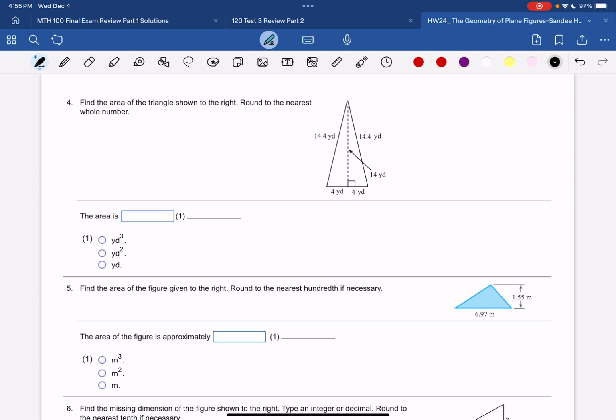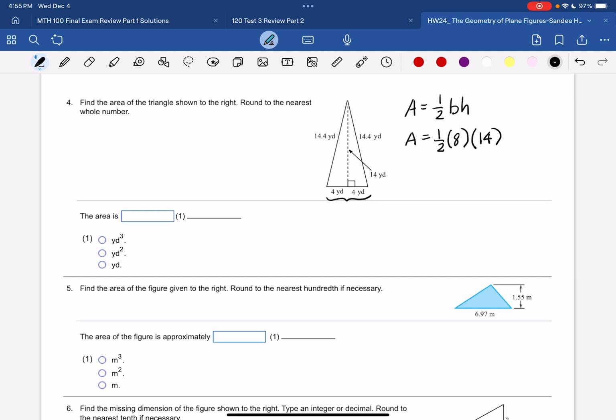Example 4. Find the area of the triangle shown to the right, round to the nearest whole number. The area of a triangle is given by the formula 1/2 base times height. Now notice our base is a total of 8. So it's 1/2 times 8 times 14.